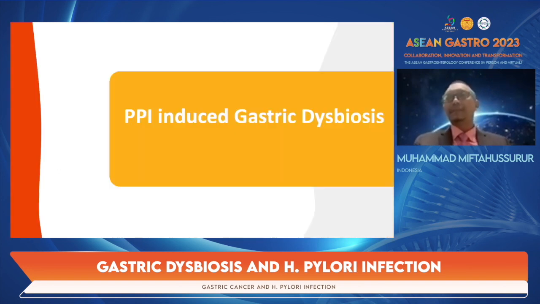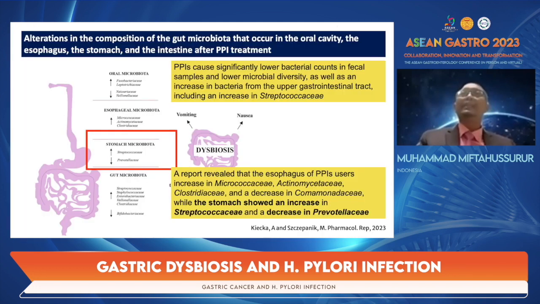Ladies and gentlemen, now we enter the next chapter about PPI that can induce gastric dysbiosis. Review studies state that PPI caused significantly lower bacterial counts in fecal samples and lower microbial diversity, as well as an increase in bacteria from the upper gastrointestinal tract, including an increase in Streptococci and also decreases in Prevotellaceae.